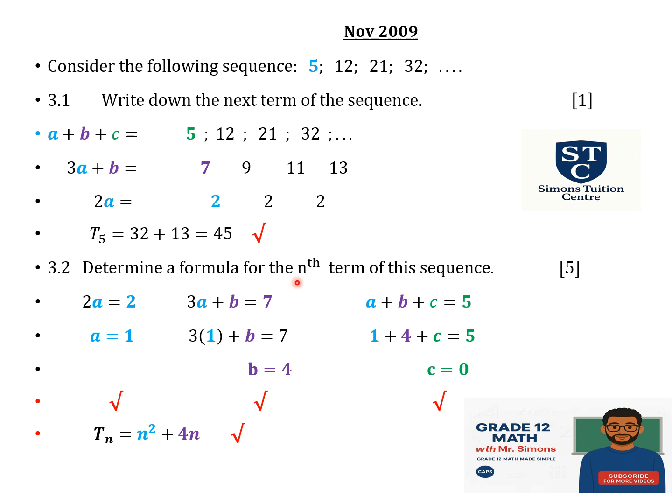Right, but there, determine a formula: 2a equals 2, 2 divided by 2, a equals 1. 3 times 1 plus b equals 7. 7 minus 3 gives me b equals 4. A plus b plus c equals 5. A is 1, b is 4. 5 minus 5 would give me 0. So my formula is n squared plus 4n.